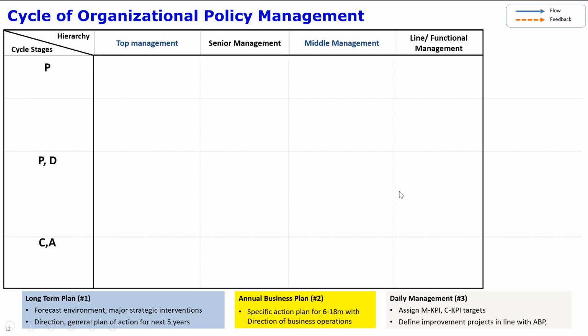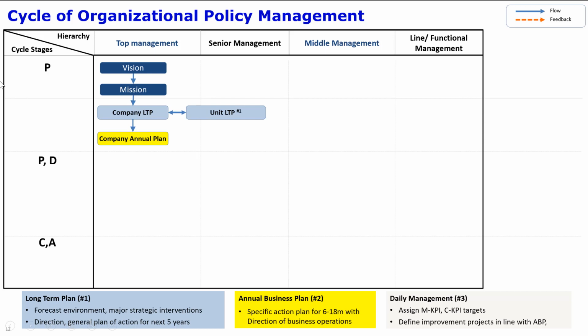On this matrix that you see here, on the x-axis we have the various levels of an organization: the top management, the senior management, the middle management, and the line and functional management, and the various cycles of PDCA, which is plan, do, check, and act. Now let me explain this cycle of policy management on this matrix.